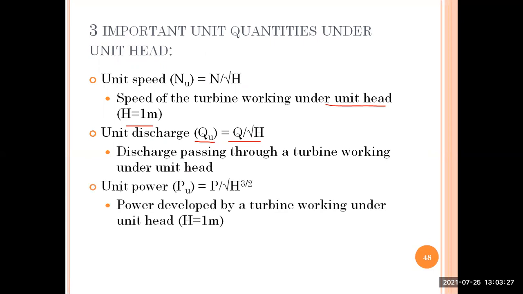The third quantity is unit power, given by Pu equal to P divided by H to the power 3 by 2, which is the power developed when working under unit head. These are the three important unit quantities. Let us discuss in detail how we obtain the equations for these three unit quantities.